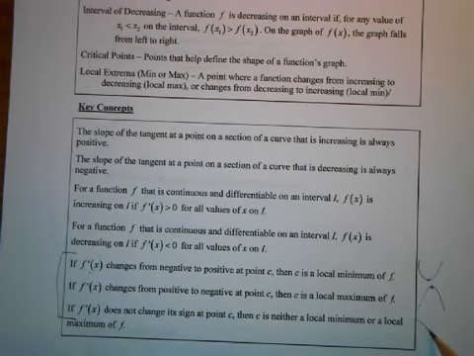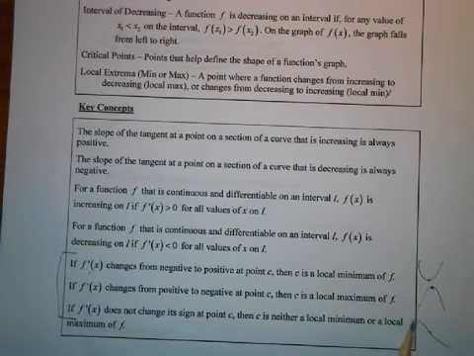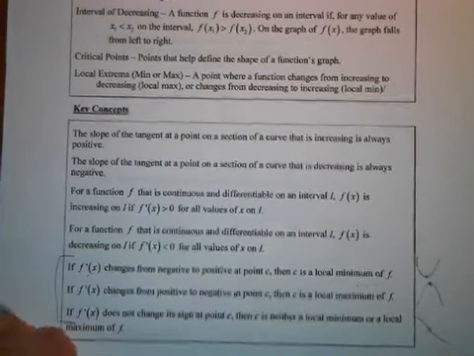Now what happens when you have this point c and it doesn't change sign? Say it's going like this. Well, the derivative is negative on both sides of that point, so it's not a local min or a local max. It's got to change from one to the other, negative to positive or positive to negative.